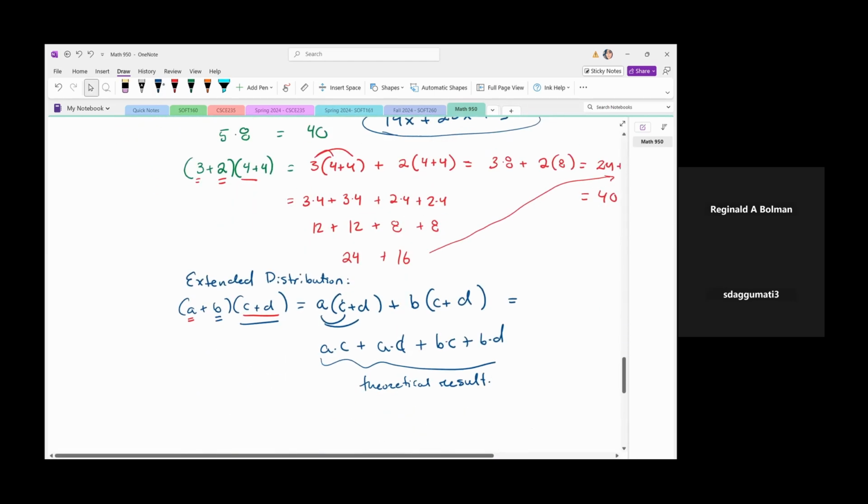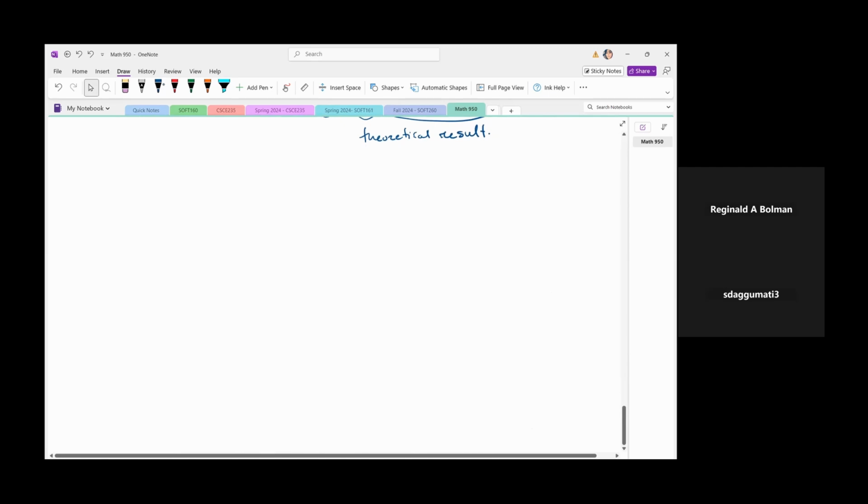Let's look at another one that's a little bit more complicated. Let's say we've got 5x cubed plus 3x squared plus 5x plus 1. And this is multiplied with 2x squared plus 3x plus 4.